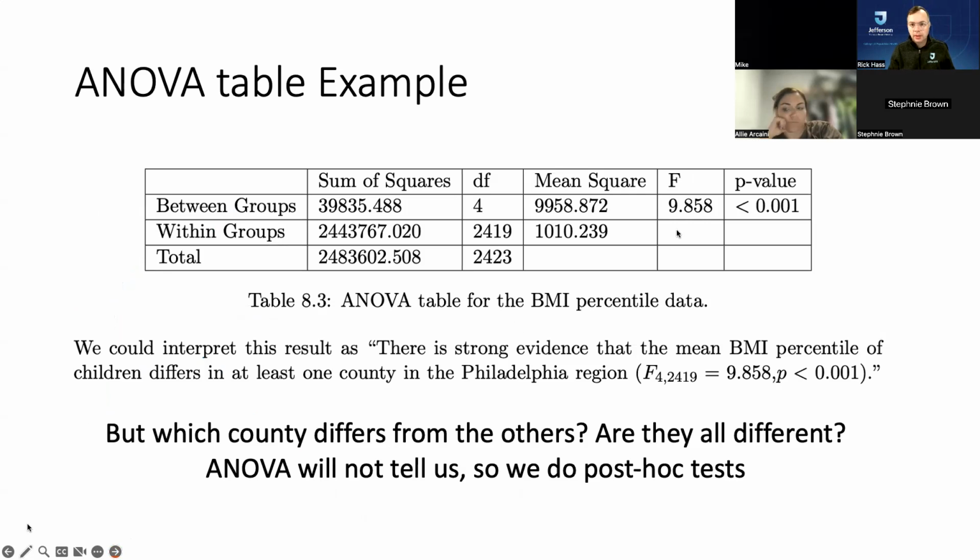All right, so if we had done a one-way analysis of variance, we might get this result. We get an F value of 9.858, which corresponds to a very low p-value. And what we're allowed to say is there's strong evidence that the mean BMI percentile of children differs in at least one county.